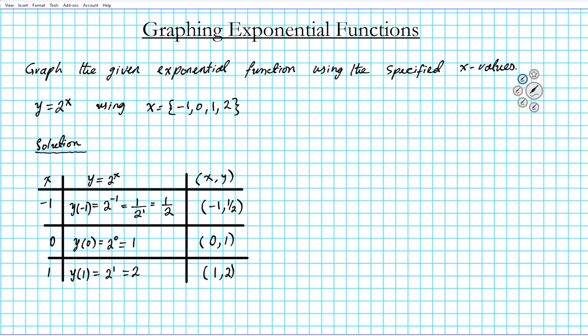We have one more ordered pair to generate, and that one will be using 2. So our input value x is going to be 2. So y of 2 is simply going to be 2 raised to the second power. 2 raised to the second power is just 2 times 2, which is 4. So we have the ordered pair 2, 4 for the last point that we're going to be graphing.